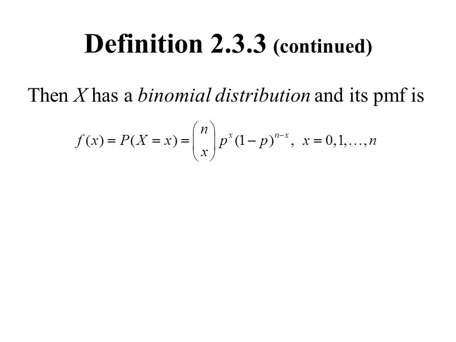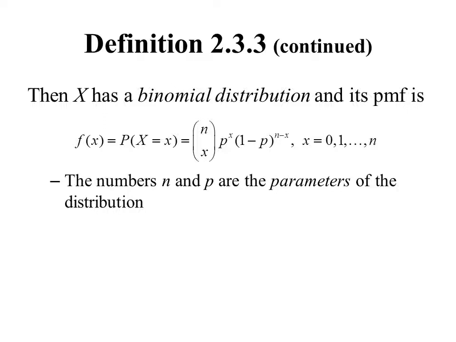Then x is said to have a binomial distribution, and its probability mass function is given by this. Little f of x, by definition, is the probability capital X equals little x. It's equal to n choose x times p raised to the x power times 1 minus p raised to the n minus x. And here our random variable can take on values from 0 up to n. We can't have a negative number of successes, nor can we have more than n successes in n trials.